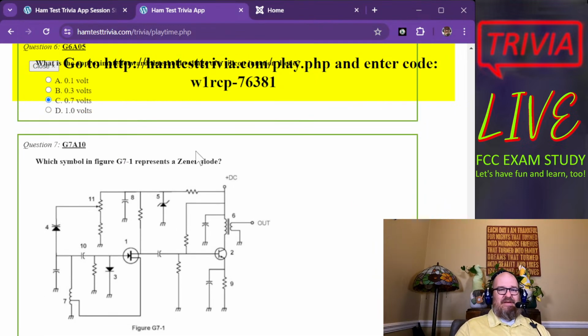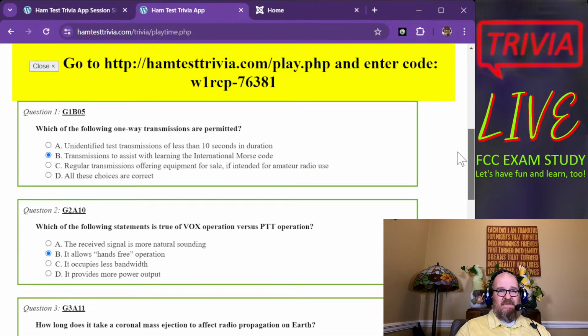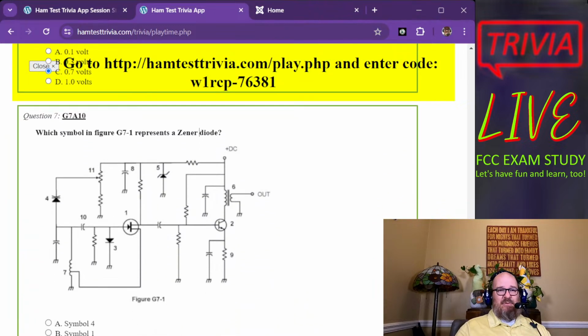Which symbol in figure G7-1 represents a Zener diode? Now, I don't know if it's Zener. I think I call them Zener diodes. Probably just sound like a country bumpkin, but I actually don't know how to pronounce that word. Forgive me. I say Zener these days, but it could be Zener. If you'll spell it out correctly in the chat or in the comments to correct how I say that, I will gladly accept your correction. So it looks like my wife and child have quit playing, so I'm just playing with my bestie right now, it looks like.